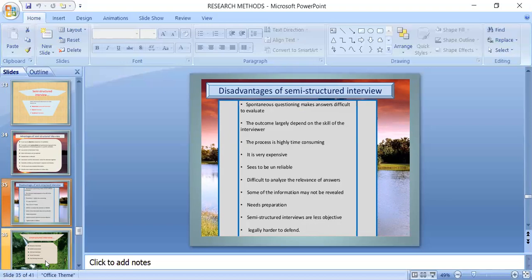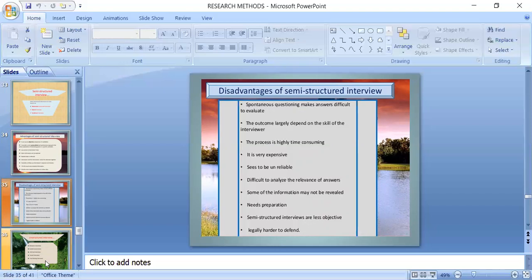Difficult for analysis. Information may not be revealed if you are using your chit-chat method and doing a gupshup with a candidate, so distraction can occur. On the basis of this distraction, relevant information may not be obtained.